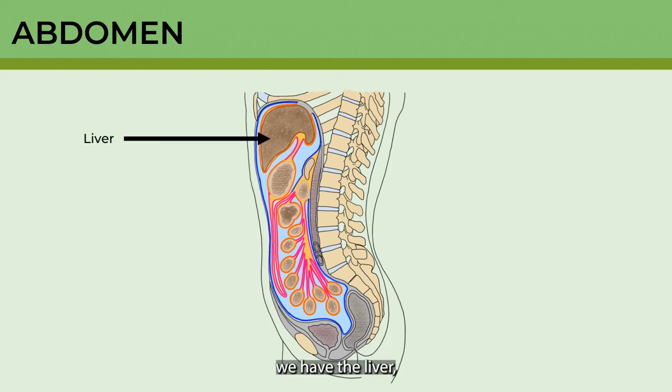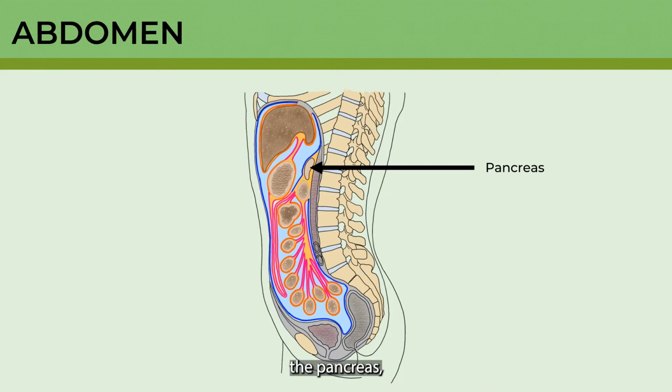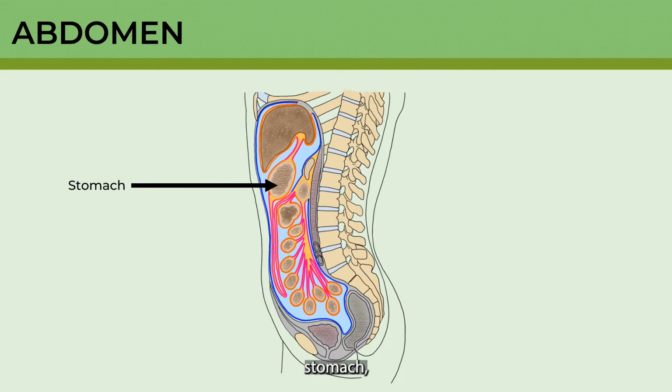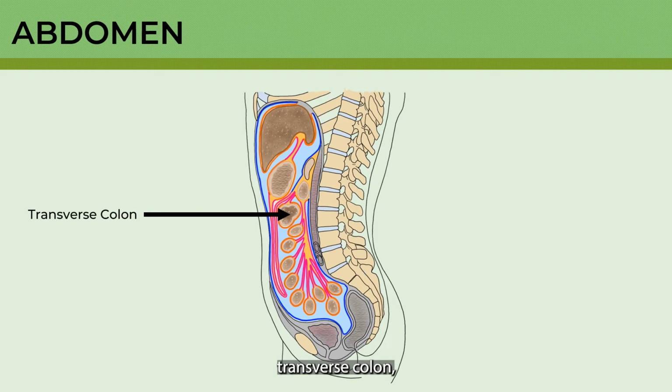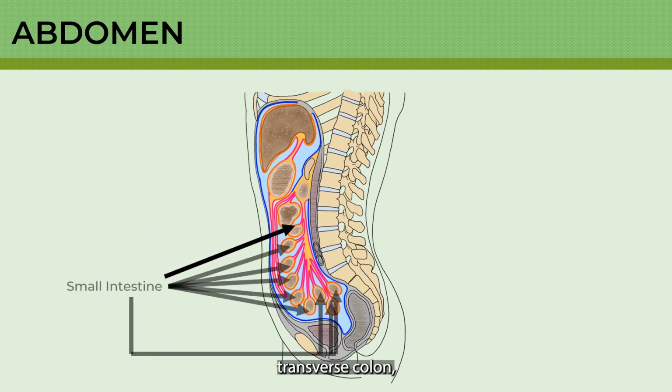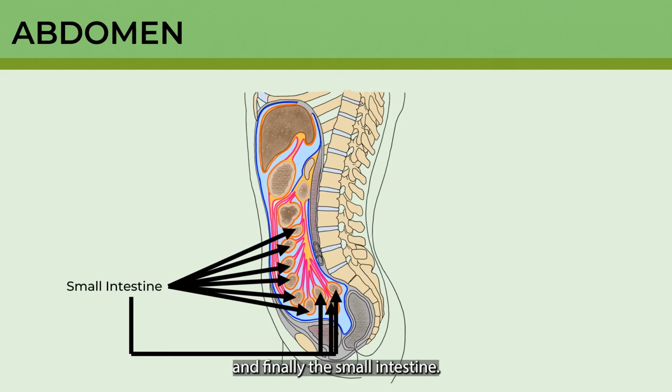We have the liver, the pancreas, stomach, duodenum, transverse colon, and finally the small intestine.